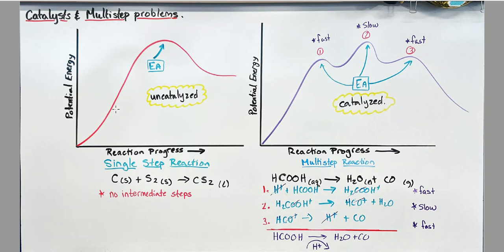And these bumps would be lower than on this one. They would go like this to show that it has lower activation energy. Here, what we need to do is break it down into its component parts. So there's two parts to this: there's the catalyst, and then there's the intermediate.